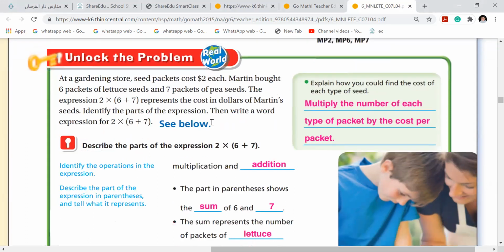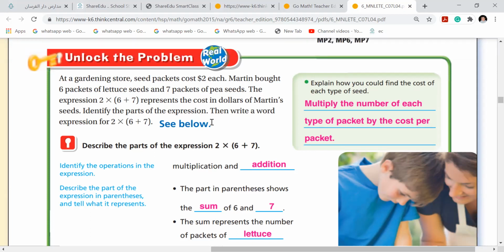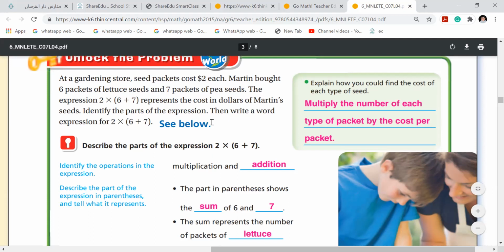Simple, girls. Why am I multiplying the number of each type of packet by the cost per packet? Usually you multiply, for example, if it is 3 Galaxy chocolates, each of 5 riyals, you will multiply 3 times 5, right? You will always multiply the number with the cost of the packet to know the real price. Why 6 plus 7? Because each packet is $2, and there are 6 plus 7 packets, 6 lettuce and 7 pea.